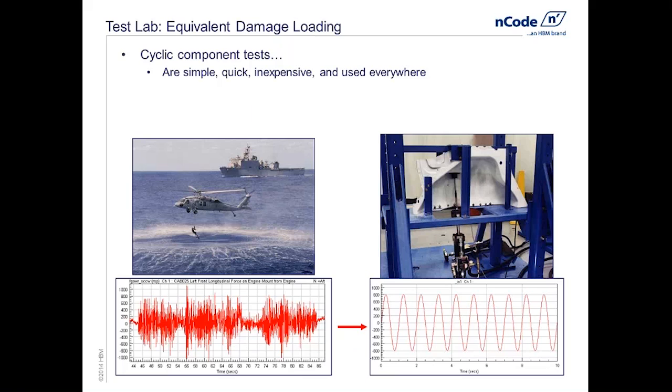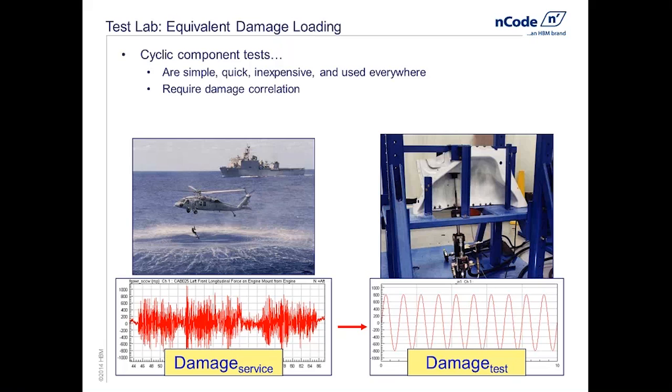Okay, so again, we have our in-service loading history, and we have our simplified test. Our simple cyclic test is quick, it's easy to set up, it's inexpensive, and it's pretty much used everywhere. The only thing that we need to do is this damage equivalence. We need to calculate the in-service damage and figure out how many cycles of a given amplitude are required to cause that amount of damage.